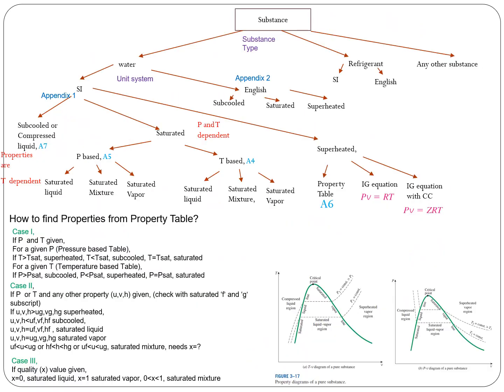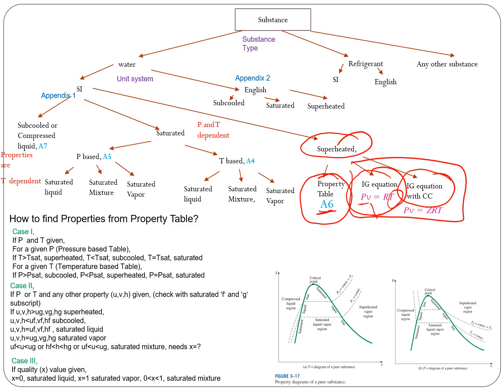So if you see here, finding the property for superheated, one way is to use the property table, for water it is A6. The other way is the ideal gas equation, which relates pressure, specific volume, and temperature. And the third way is the ideal gas equation with compressibility. So this is what we will be discussing next. For today I'll discuss the ideal gas equation, and maybe on Monday we'll discuss the compressibility chart.